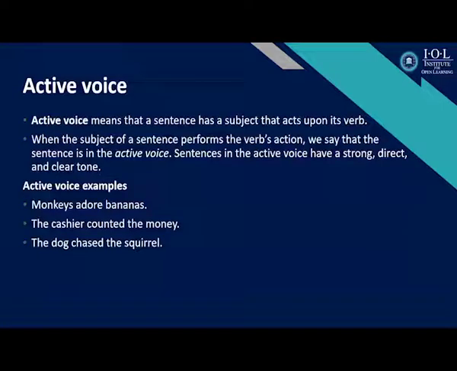So moving on, we have active and passive voice. It is very important that you understand what is an active voice and what is a passive voice. So active voice means that the sentence has a subject that acts upon its verb. When the subject of a sentence performs the verb's action, we say that the sentence is in the active voice. Sentences in the active voice have a strong, direct, and clear tone. Examples of active voice are: monkeys adore bananas. The cashier counted the money. The dog chased the squirrel. Here the subject acts upon its verb.